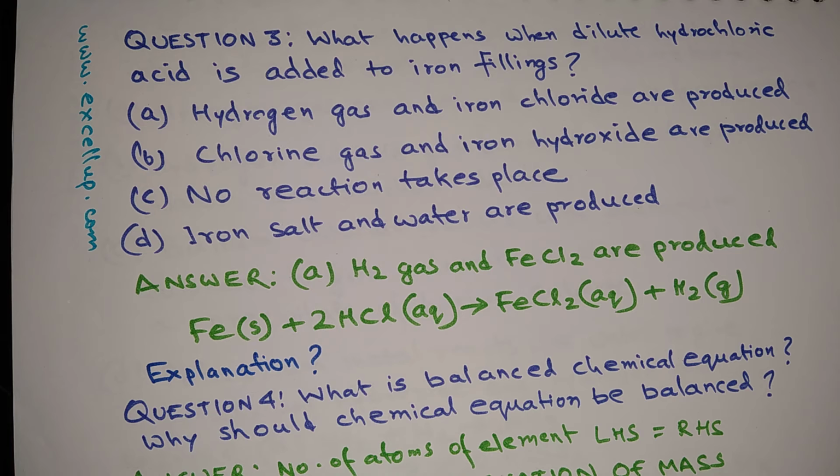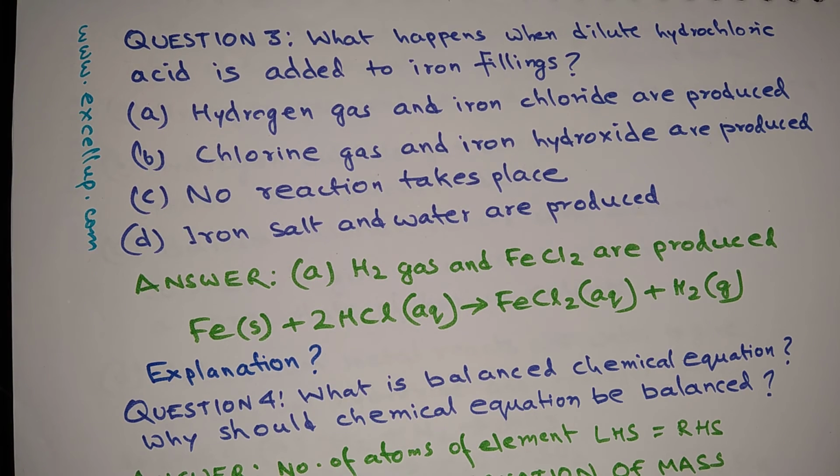Question 4. What is a balanced chemical equation and why should we write a balanced chemical equation? A chemical equation in which the number of atoms of each element is equal on the left hand side of the equation as well as on the right hand side of the equation is a balanced chemical equation.